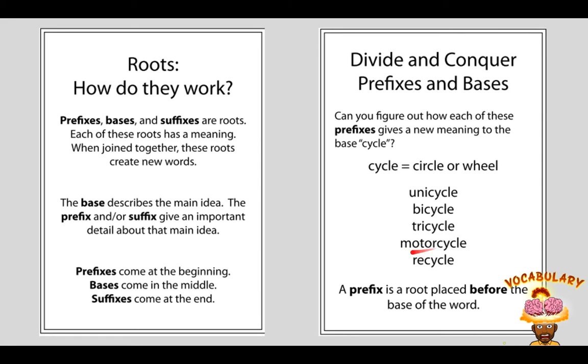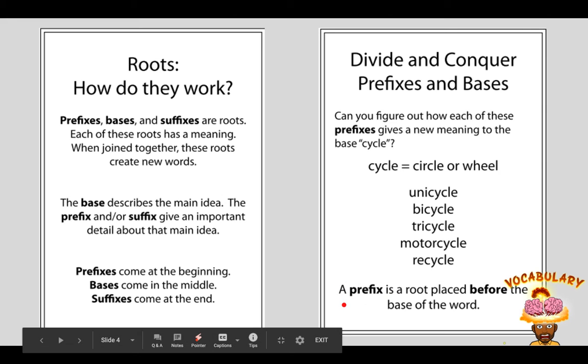And then I have the prefix motor. Add that to cycle, I have motorcycle. And then if I add the prefix re to cycle, I have recycle, which means to keep that cycle going, keep that circle going of using something. So a prefix is a root placed before the base of the word.